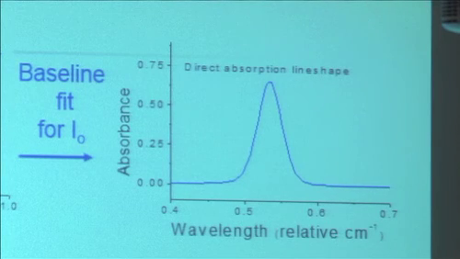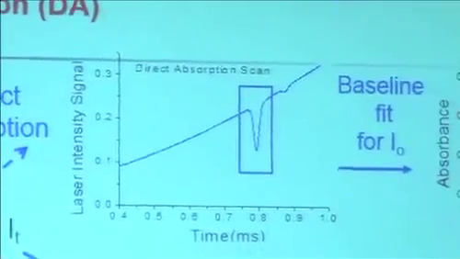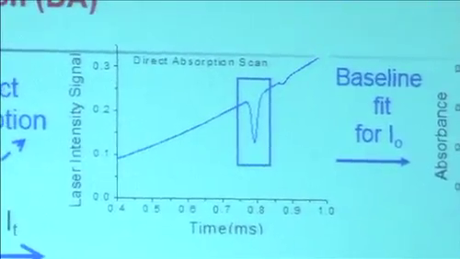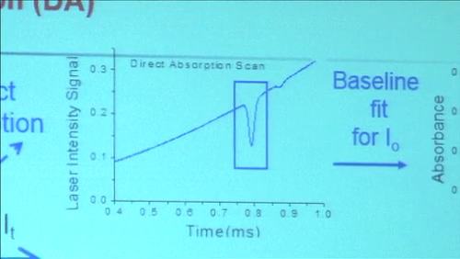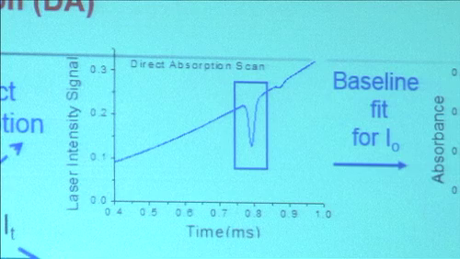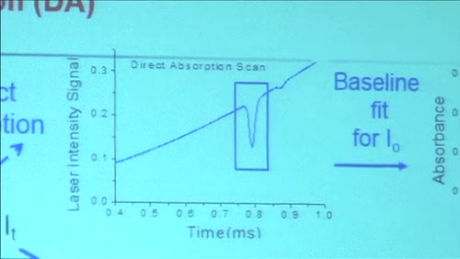So one problem with this strategy is, what's the minimum absorption that you can detect? It's usually limited by how well you can decide what I0 is. And that might be 1%. The nice thing about this method is it's almost foolproof.